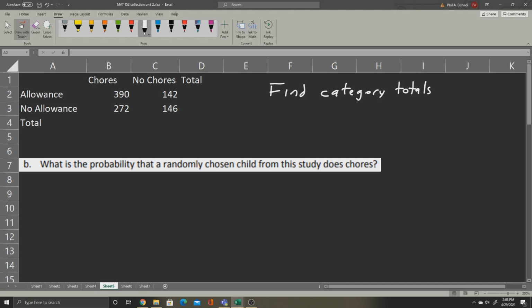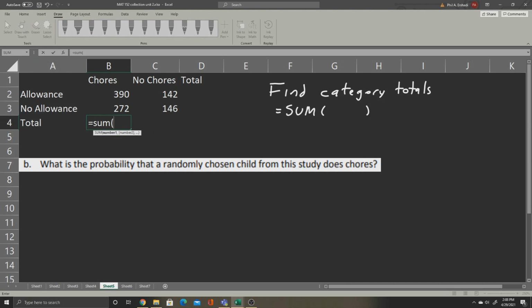In order to find all of the category totals, we'll use the sum formula. Let's begin in cell B4. We'll say equals SUM, open a parentheses, and then select all of the data above it. Make sure not to include the data label that says chores. Select only the numbers. Close the parentheses, and this gives us the category total for the children who do chores. If we use the black cross in the bottom right-hand corner of this green box, we can also calculate the number of children who don't do chores, 288.